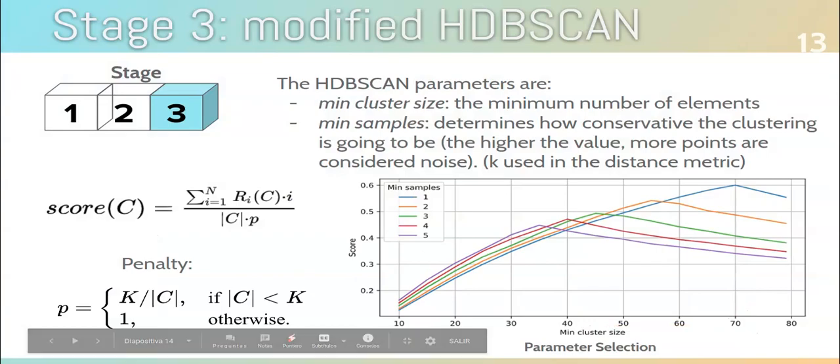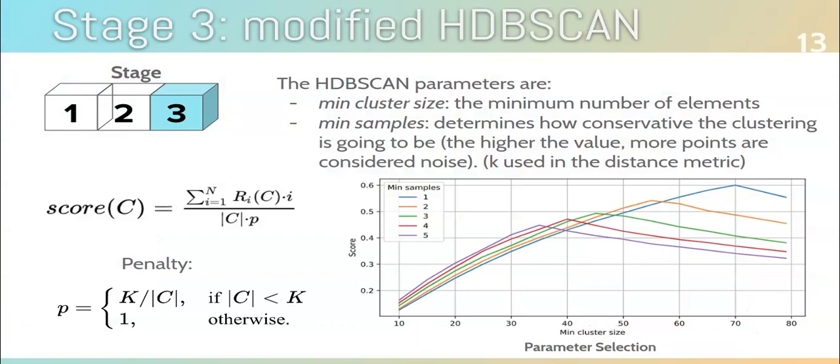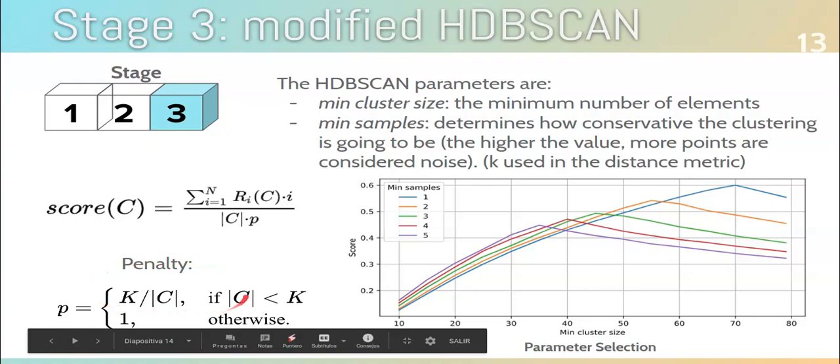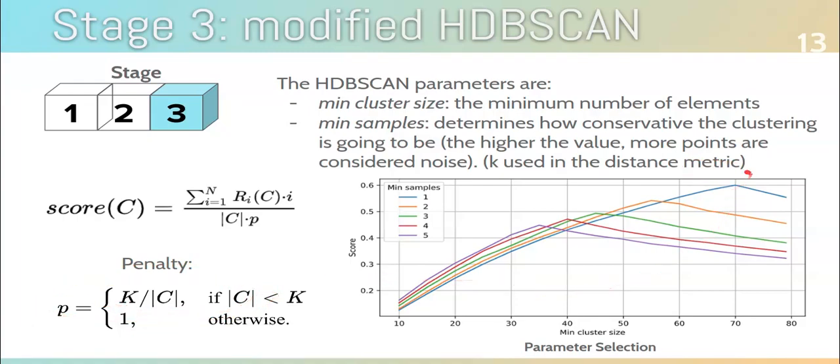The HDBSCAN parameters are the min cluster size and the min samples. The min cluster size defines the minimum number of elements in clusters, and the min samples determine how conservative the clustering is going to be. The higher the value, the more points are considered noise. To prevent a high score in a small cluster collection, we add a penalty. The highest score is obtained with min samples 1 and min cluster size 70.